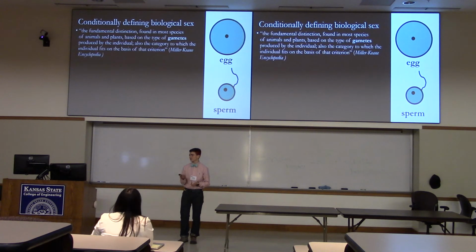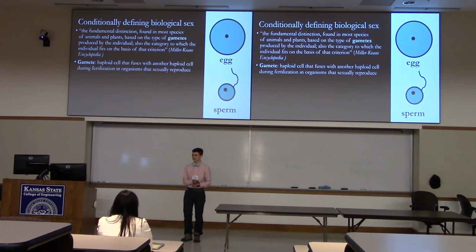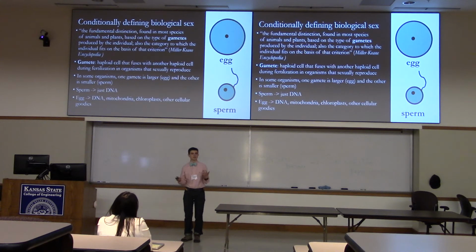So I got this from an online medical encyclopedia, and it talks about how in most plants and animals, our concept of biological sex is going to come from gametes. So then we can define gametes and talk about why we separate egg and sperm. It has to do with size and with mobility. And I like to talk about how the egg is bigger because of all the extra goodies that it has.